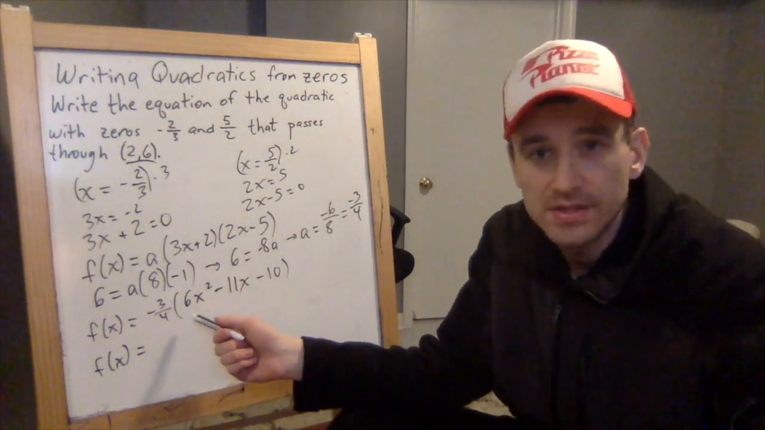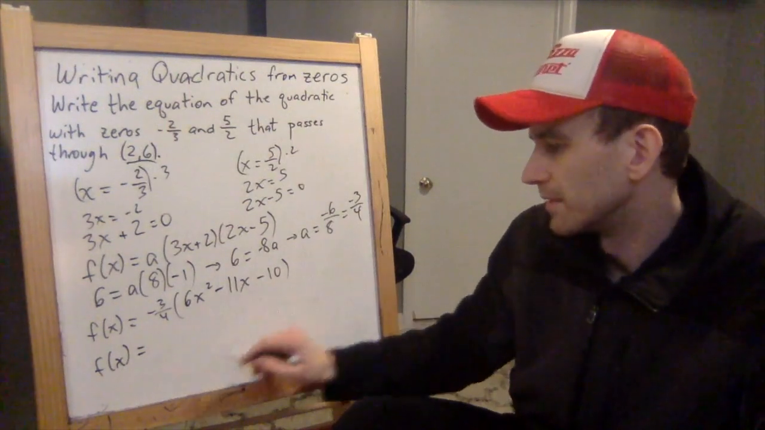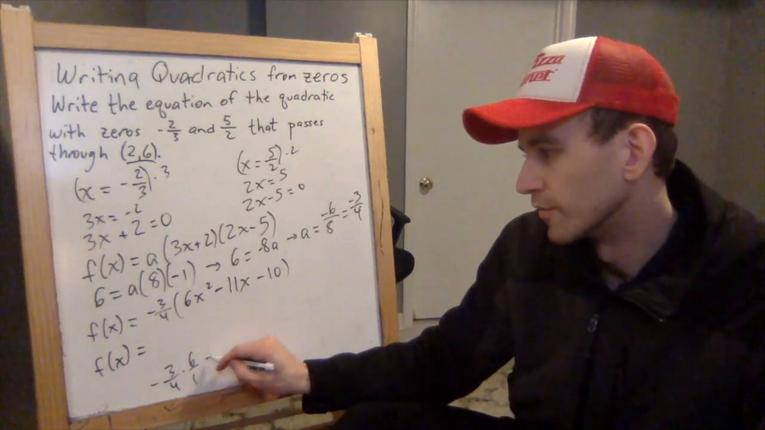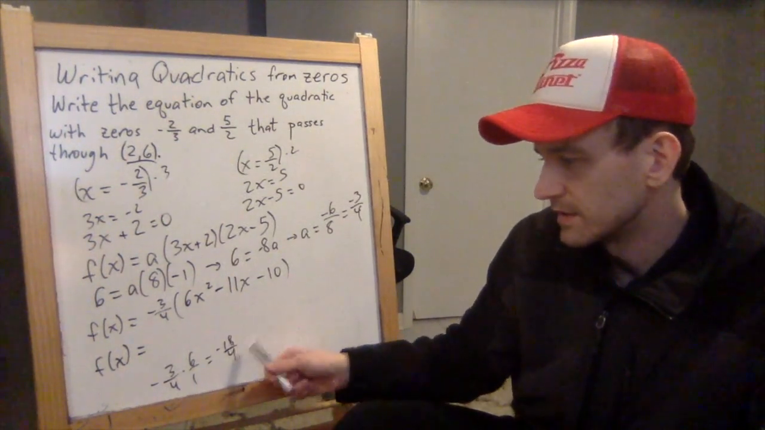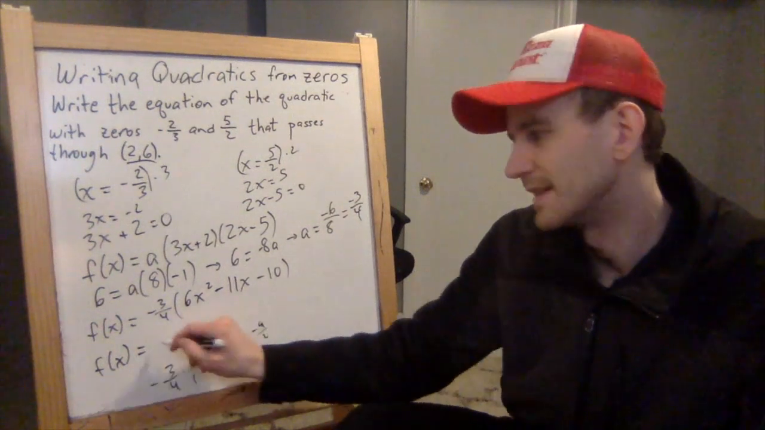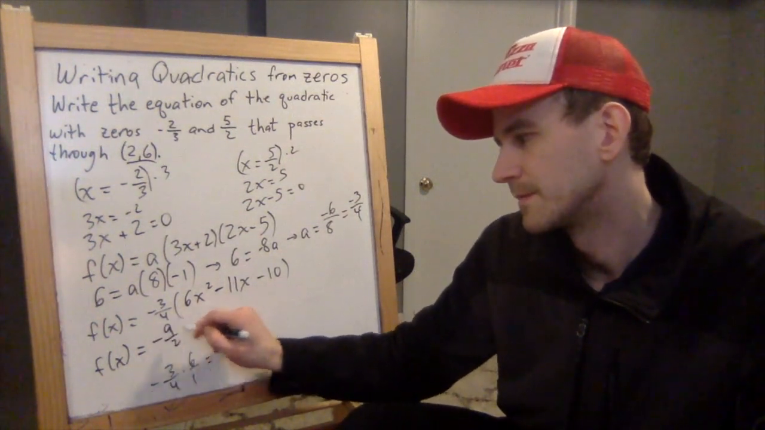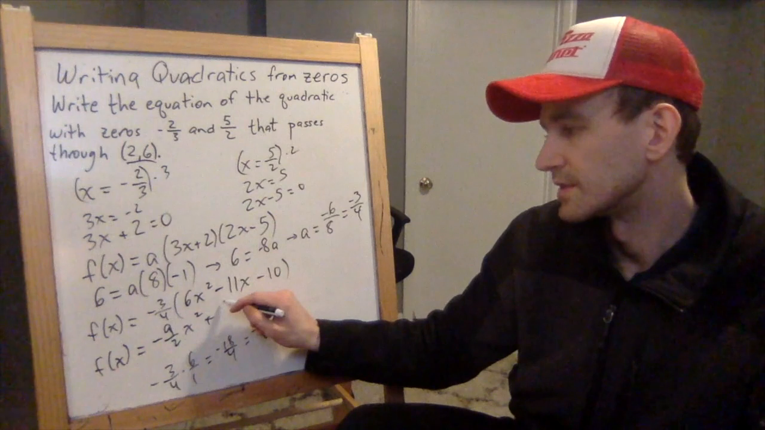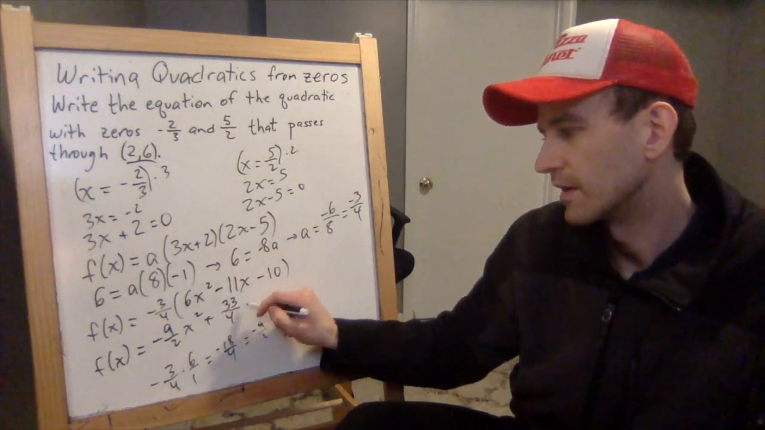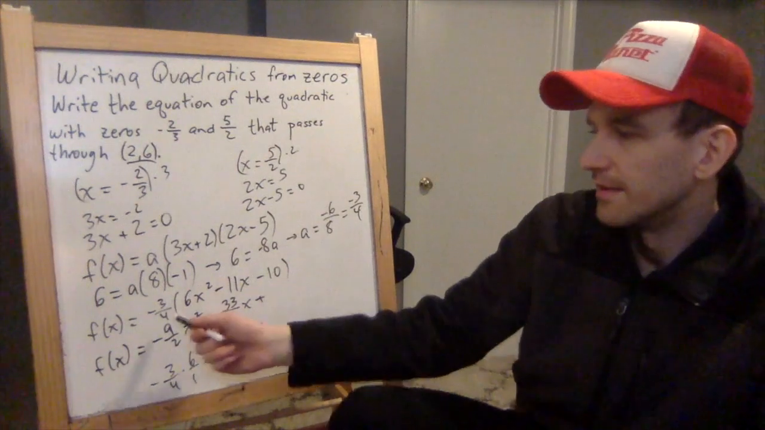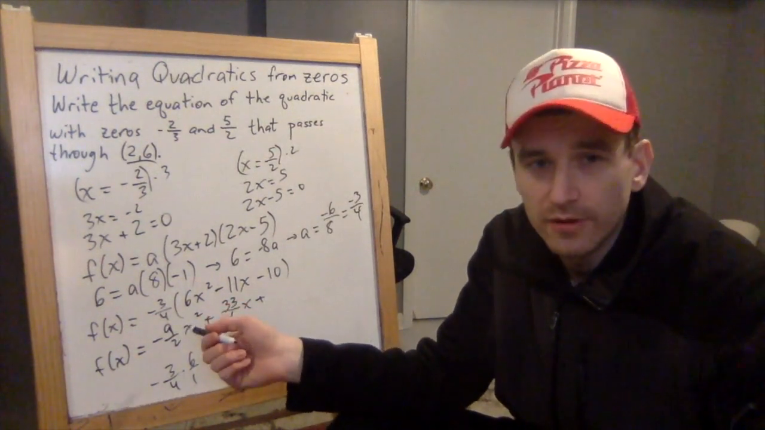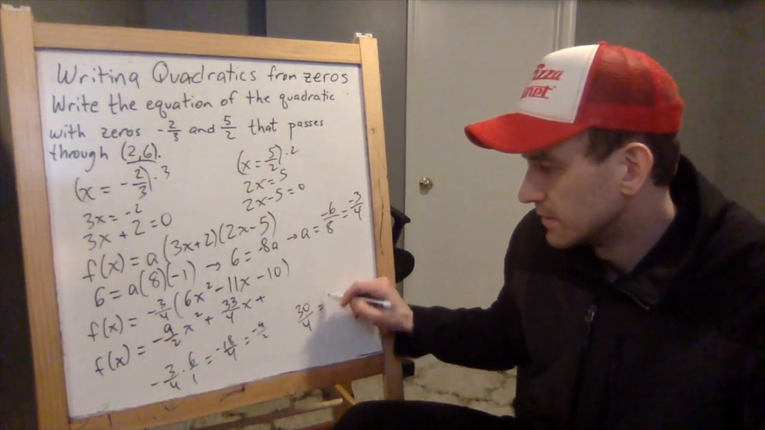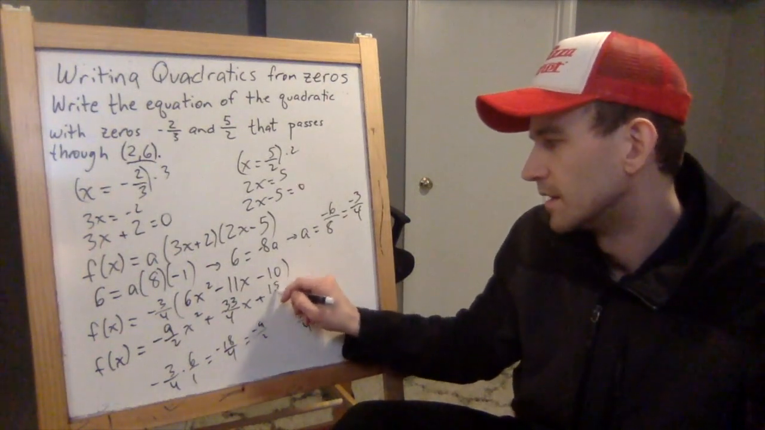Negative 3 over 4 times 6 over 1. Remember, when you multiply fractions, you multiply straight across. So you have negative 18 over 4, which reduces, you can divide both of those by 2, so that's minus 9 over 2 x squared, plus, distributing the negative, 11 times 3 over 4 is just 33 over 4x, plus, and then 10 times negative 3 over 4, that would be 30 over 4, which would reduce, you can divide both of those by 2 to get 15 over 2.